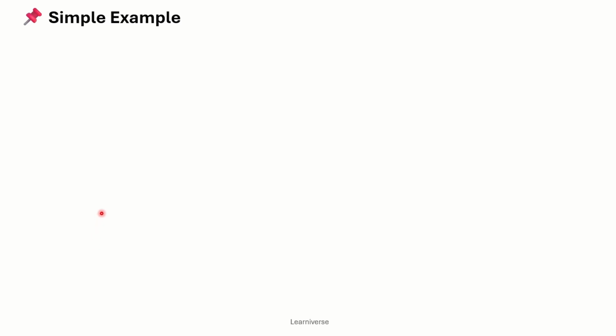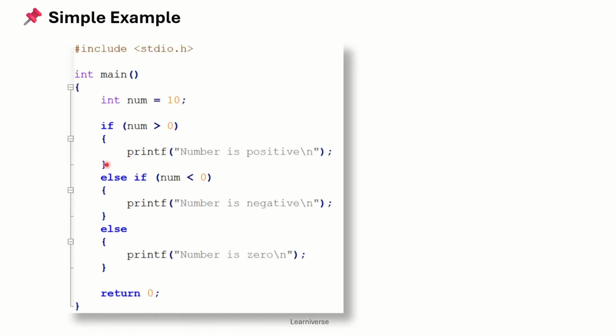Let us understand a simple example where we have a variable called num and the value 10 is assigned to that variable. Suppose now the value is 10, so we will check the if condition. 10 greater than 0, yes, it is greater than 0. So printf number is positive, so this particular information will be printed.